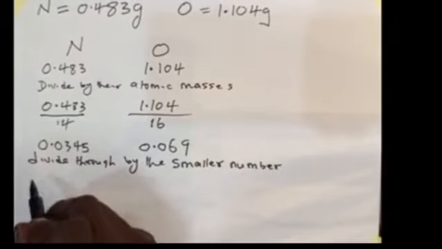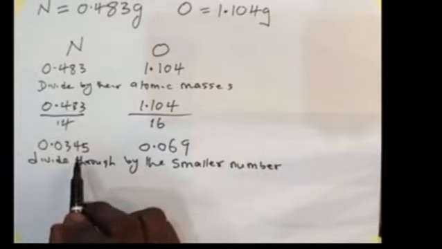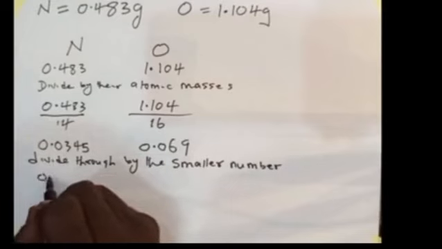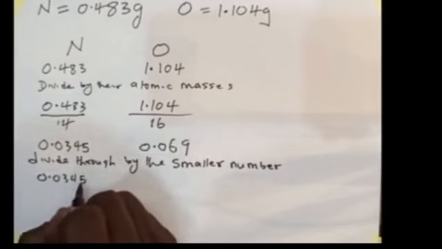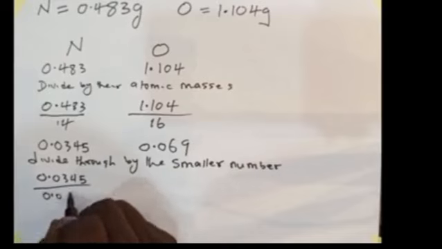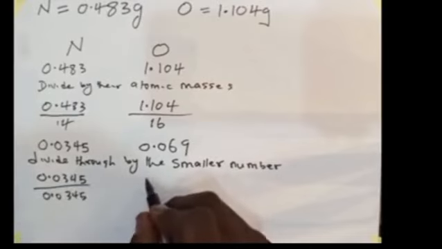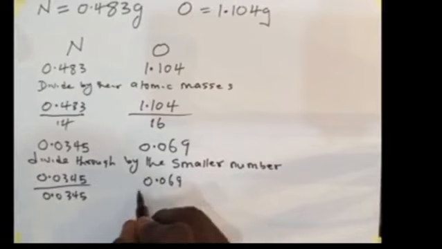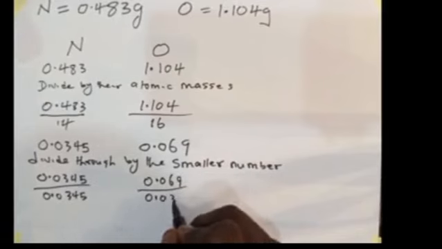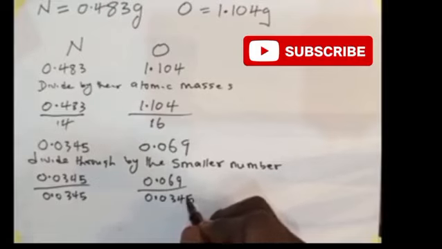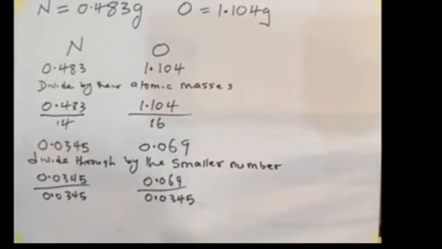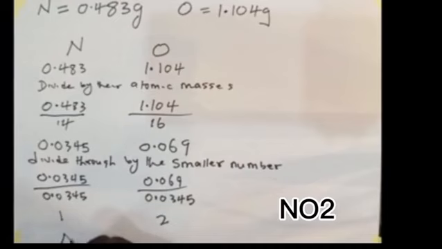So now we're going to have that the smaller number here is 0.0345. So I'm going to say 0.0345 divided by 0.0345 and 0.069 divided by 0.0345. So what am I going to have? Okay, so this gives me 1 and this gives me 2. Hence, our empirical formula is going to be NO2.